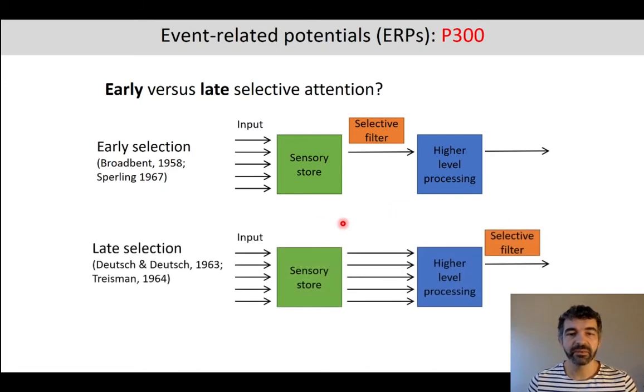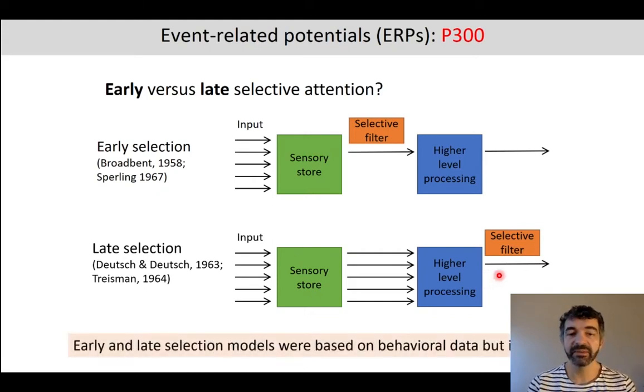The late selection models had a different view. They basically said that there's some higher level processing first, so all the information goes all the way through to higher level processing, and only then information is selected. So that of course means that here the selection is based on sensory features only, whereas here the selection can also be based on some higher level processing.